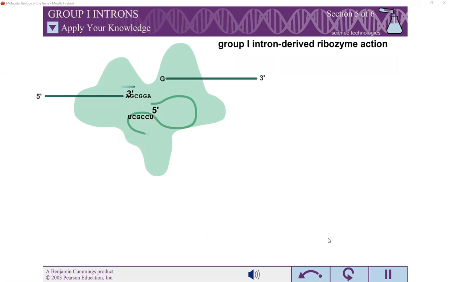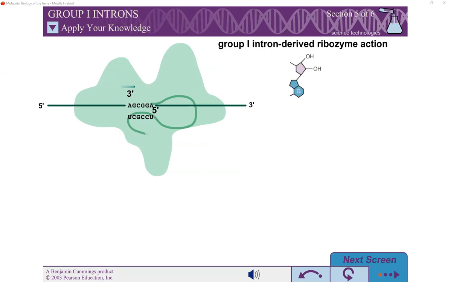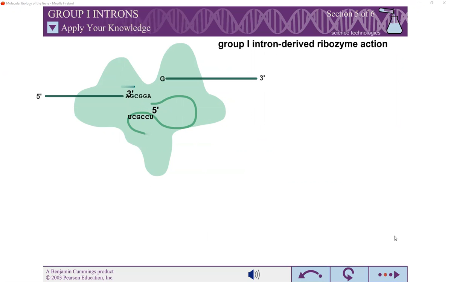So here the splicing will take place. Here it will bind and the splicing is going to take place. This is how splicing will occur.